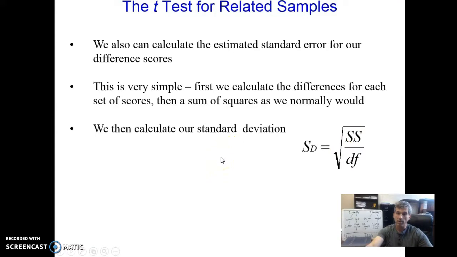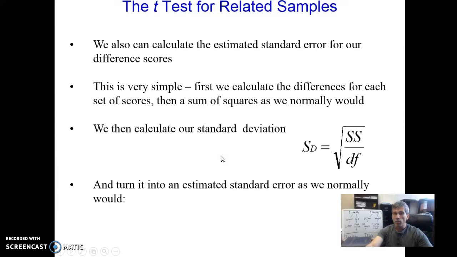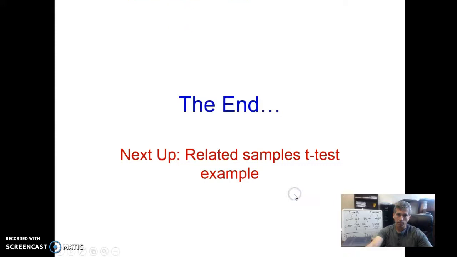And degrees of freedom is based on the number of people you measured, not the number of scores. Then we turn it into an estimated standard error using the same old formula. The only thing that's really changed is that capital letter D showing up everywhere. Take your standard deviation, divide it by the square root of n, and again, notice how important it is to get n right. It's the number of participants. That gives us our estimated standard error.